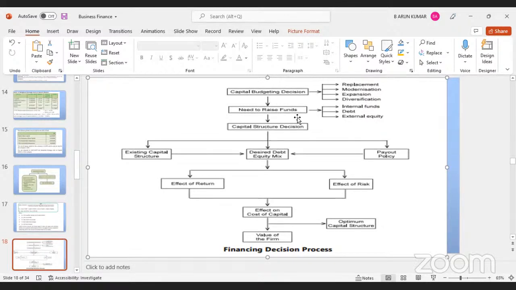Then for the need of the purpose, we will calculate which sources to use: internal funds, debt funds, or external equity. This is the capital structure decision. For this purpose only we are preparing the capital structure decision. Based on that only we are maximizing the value of the firm and minimizing the cost of capital.